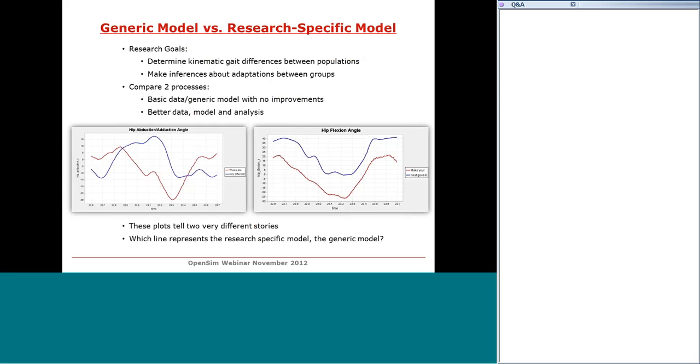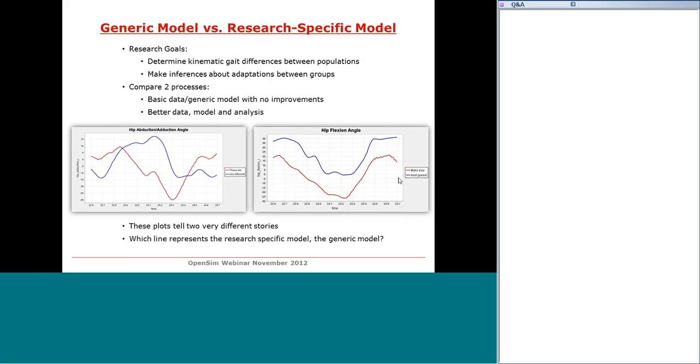I would now like to provide you with a motivating example of why we felt it necessary to make a research-specific musculoskeletal pipeline when studying the obese population. One of our research goals is to determine kinematic differences between obese and normal weight individuals so that we can make inferences about any adaptations that we observe. If we analyze the joint kinematics using a rudimentary data collection procedure and a generic musculoskeletal model, we see a completely different result compared to a simulation with research-specific improvements.